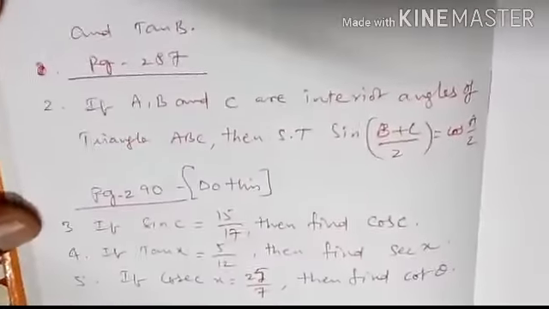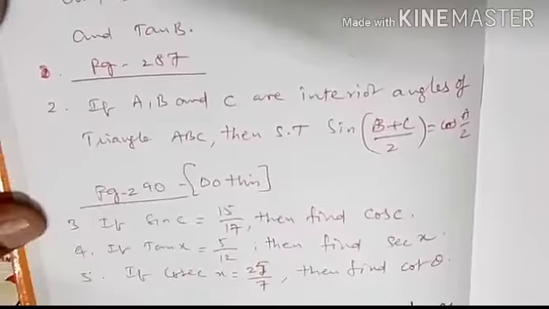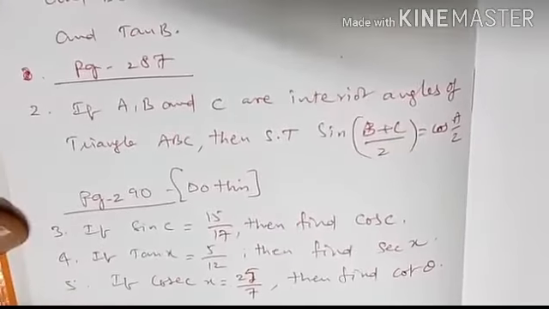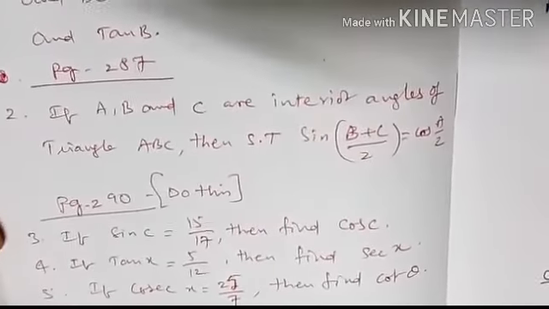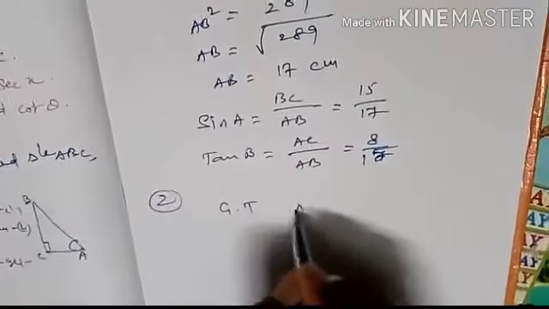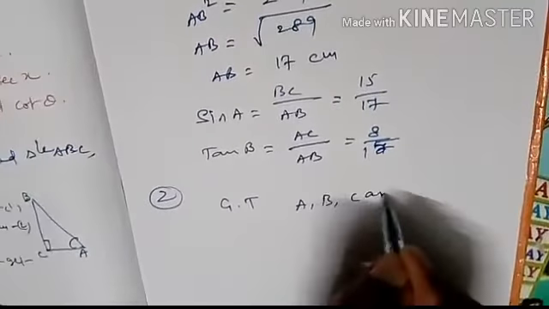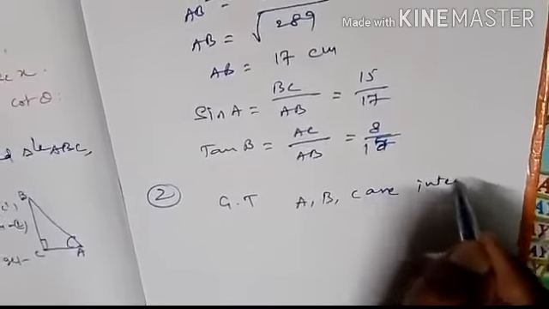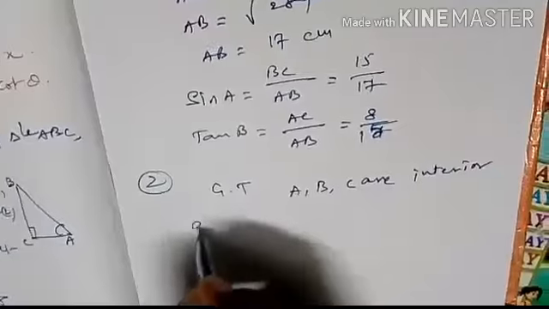Next question, now second one. If A, B, C are interior angles of the triangle ABC, then show that sin of (B plus C) by 2 is equal to cos A by 2. So given that A, B, C are interior angles of triangle ABC.